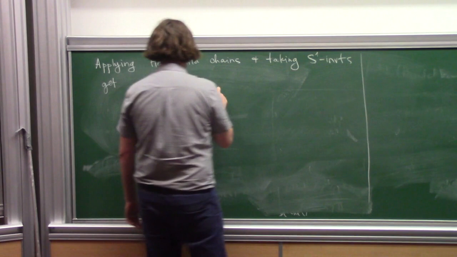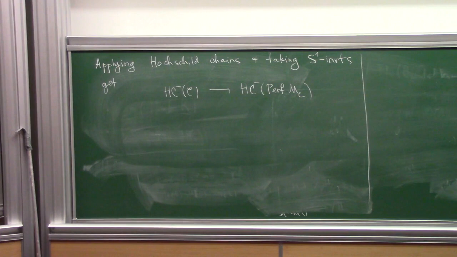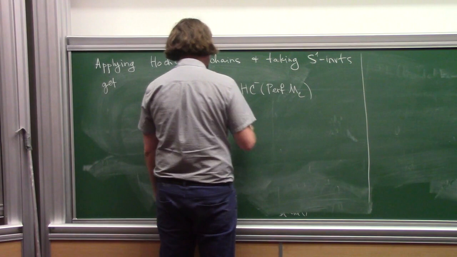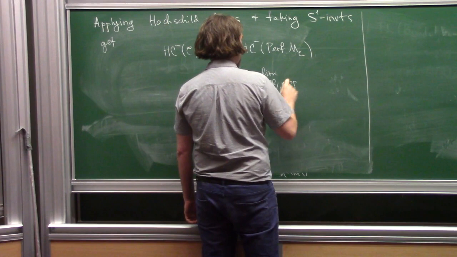of this category. This moduli space is big, not quasi-compact. So this is not the same as taking negative cyclic chains locally on M_C, but it maps to such a thing. So I could take the limit, again, over affines mapping in of HC minus of U.